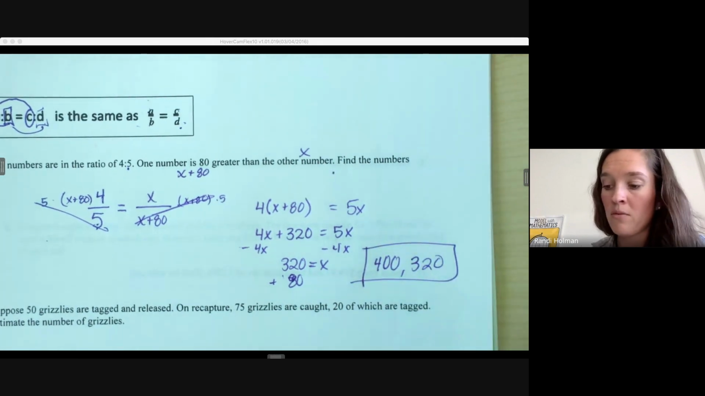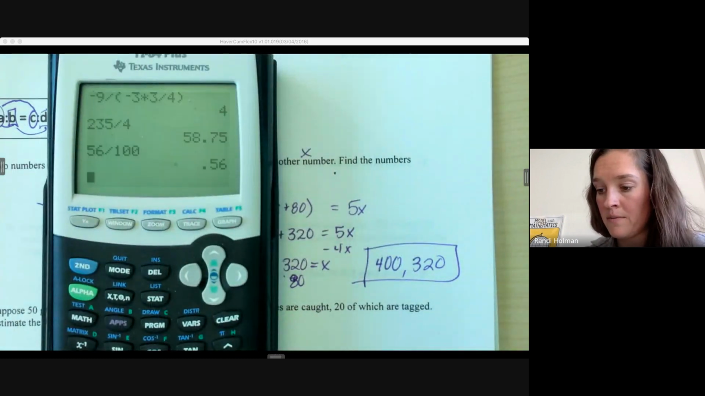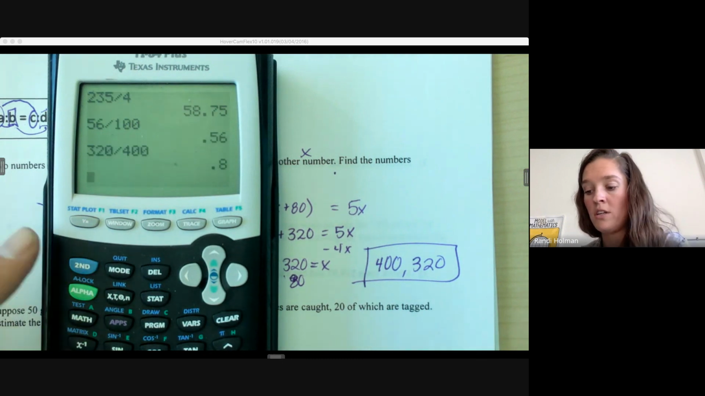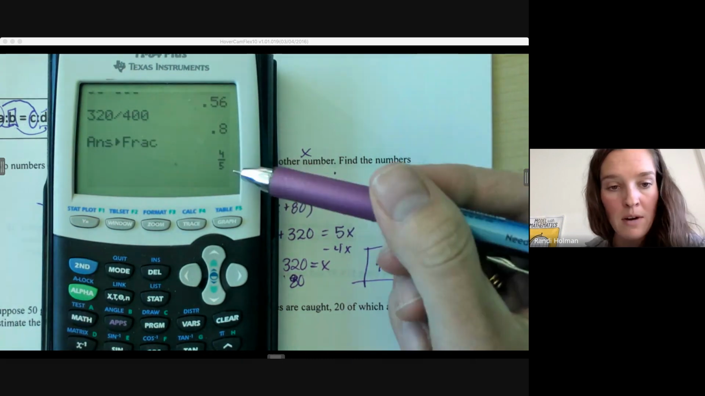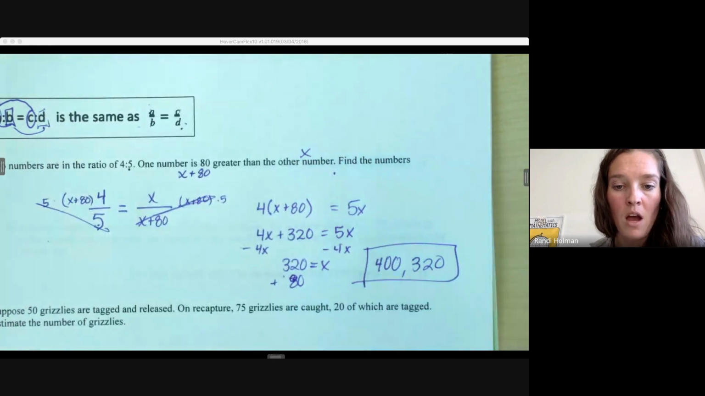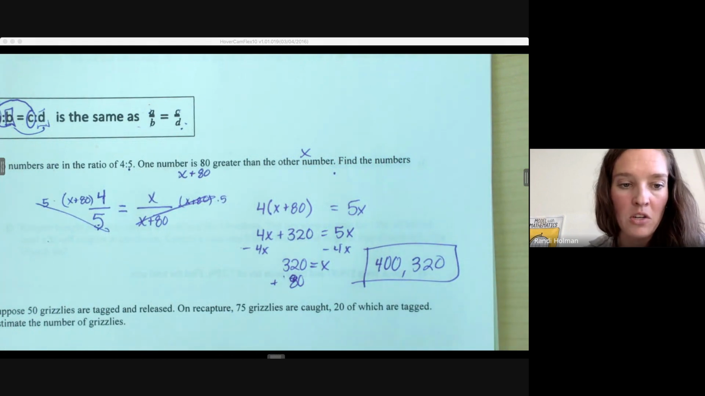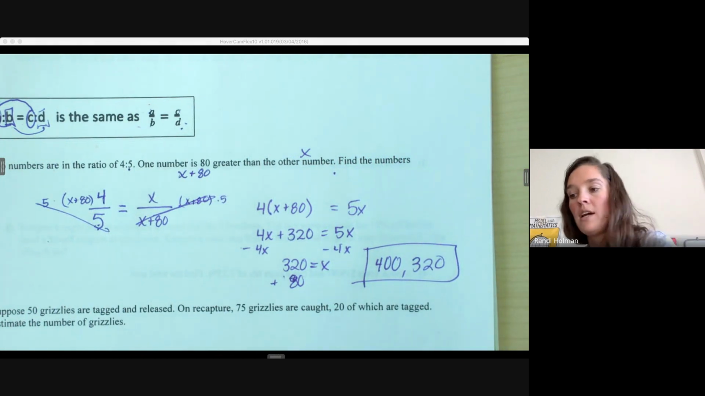Okay, they need to be in the ratio of 4 to 5. So that means if I take 320 and I divide it by 400, I should get that ratio of 4 to 5, 4/5. Okay. So that should still be equivalent to that ratio of 4 to 5. And let's try another one here.